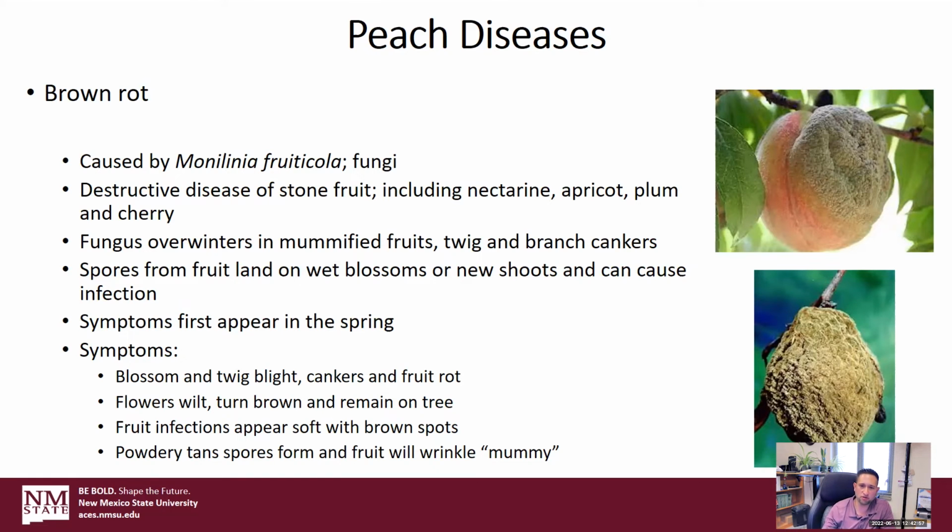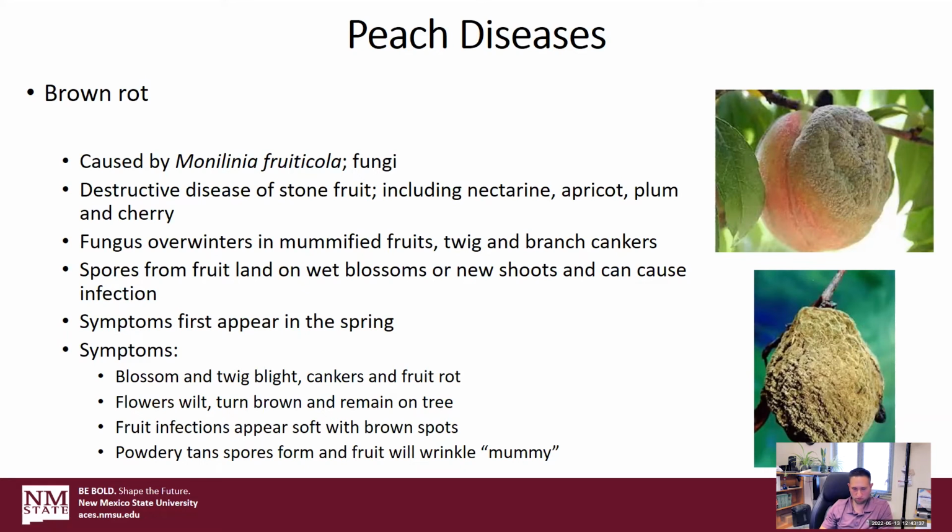This fungus overwinters in mummified fruit, or what we call mummies. You can see in this bottom picture here, this is just the fungus and all of its spores hanging out there, waiting to infect another fruit or twig. The spores from the fruit land on those wet blossoms or new shoots, and then they can cause reinfection. The symptoms of this first appear in the spring.